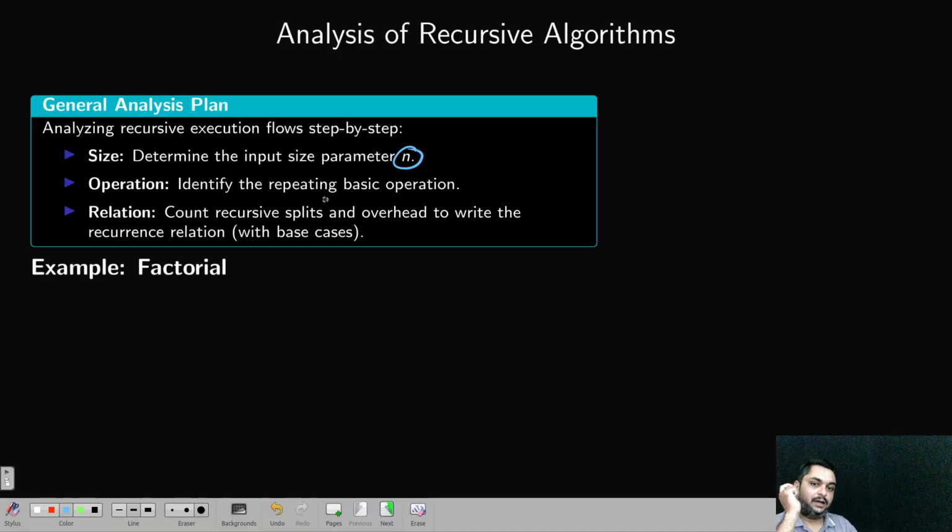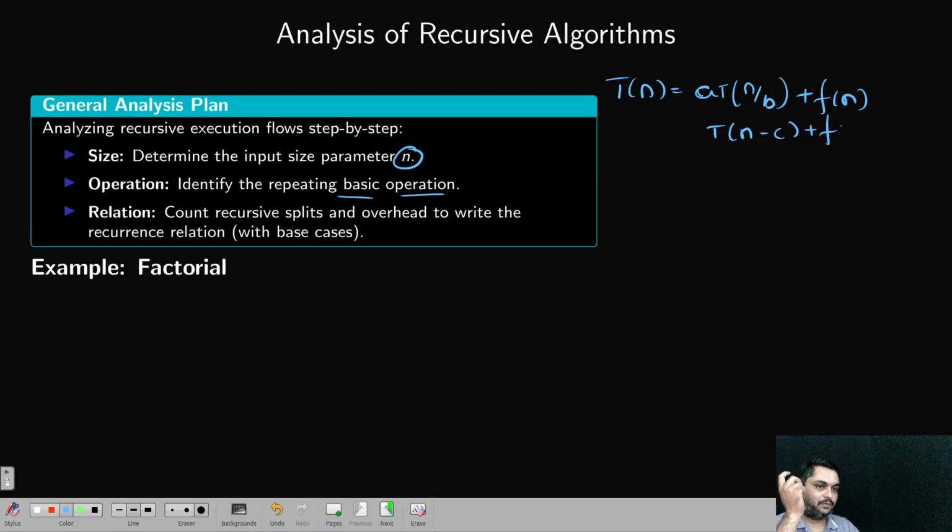Then identify the basic operation, because that constitutes your f of n. So whatever format you are designing is T(n) equal to a T(n/b), maybe, this is divide and conquer, plus f(n), or it can be T(n-c), some constant, plus f(n), it can be anything. So convert into this format.